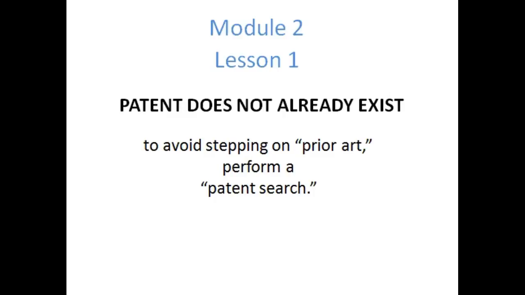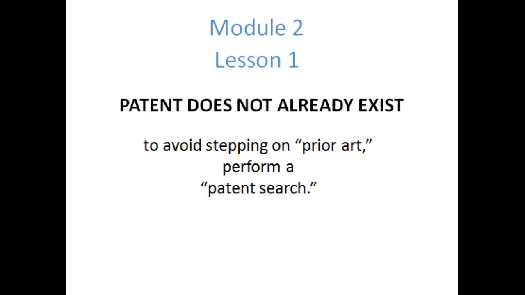Module number 2, lesson number 1. Make sure the patent does not already exist. In addition to the discovery of prior art, when you perform a patent search, another very important discovery is the type of patent. As you will see several times in this course, patent type will play a role in several basic decisions, including how to properly protect your idea, marketing strategy, and how to take your idea to market.